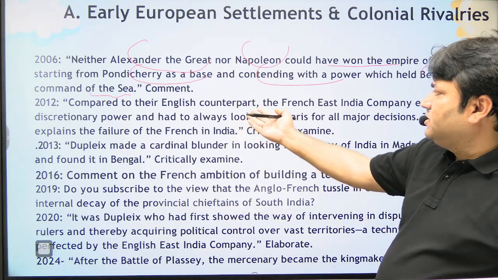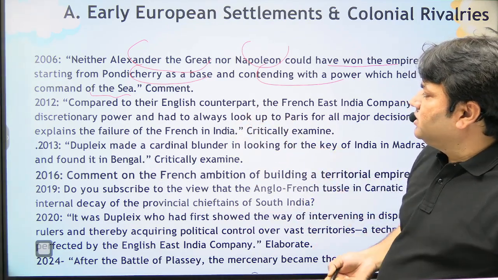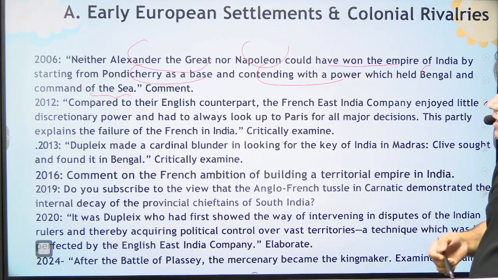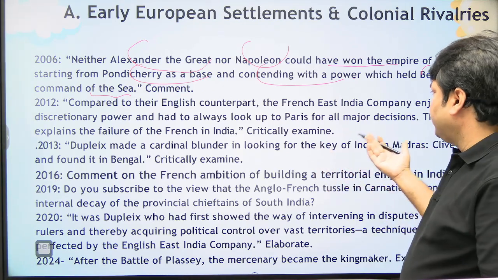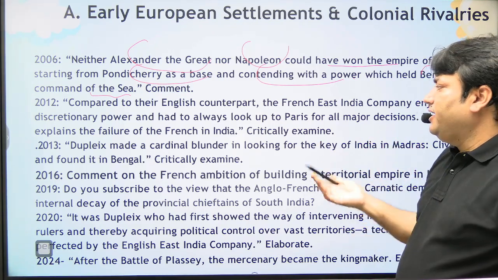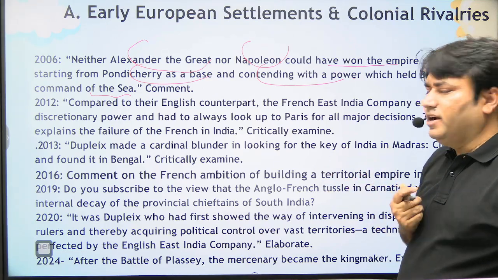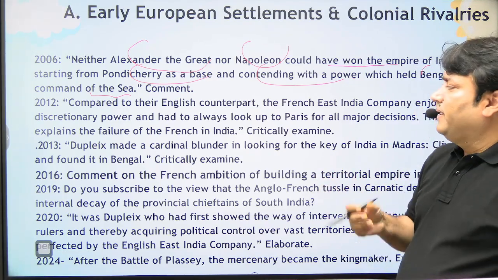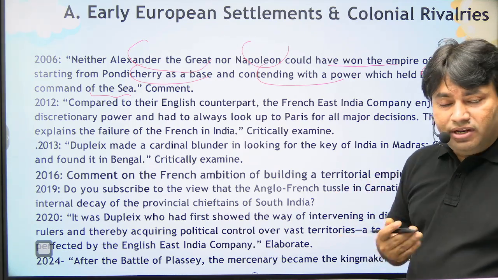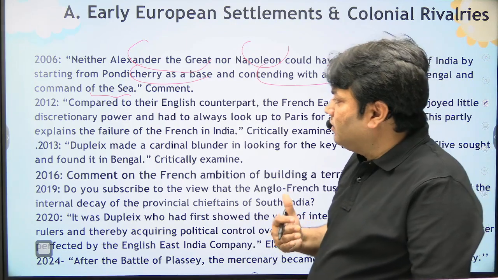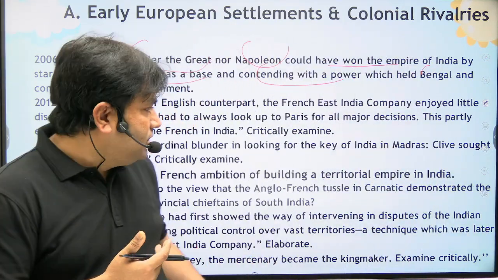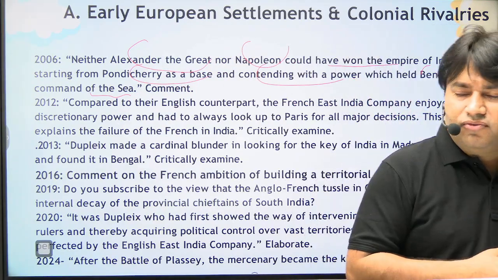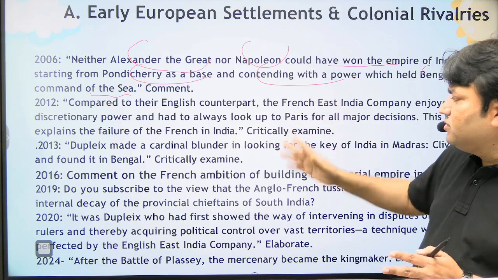Okay, in the same way, there is a second question, 2012, and the question is, compared to their English counterpart, the French East India Company enjoyed little discretionary power and had to always look up to Paris for all major decisions. This partly explains the failure of French in India. Critically examine. All of you are familiar with the content of the answer, that French company, what were the limitations, okay, and the reasons that were responsible for the failure of French company, and what were the strategic advantages of British over the French. This is related to this particular theme.